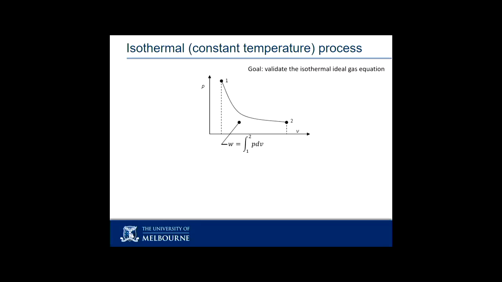And what I'm going to do is wander my way through the isothermal ideal gas equation. So the ideal gas equation, PV equals RT. If T is a constant, it means PV is a constant. Okay?